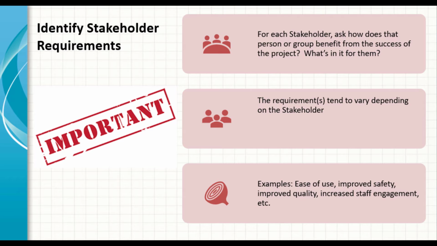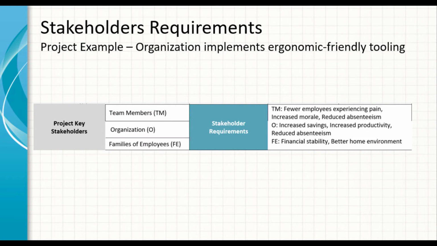Remember, the requirements tend to vary depending on the stakeholder, as each stakeholder has their own specific interests in your project. Depending on who the stakeholder is, the stakeholder requirement could be one or multiple of the following examples: ease of use, improved safety, improved quality, and increased staff engagement. These are just a few examples of possible stakeholder requirements. Now, let's unpack an example of stakeholders and their corresponding requirements.